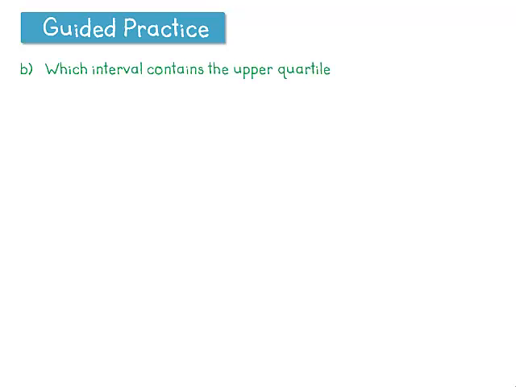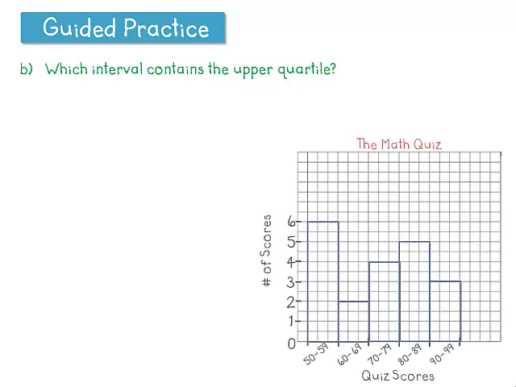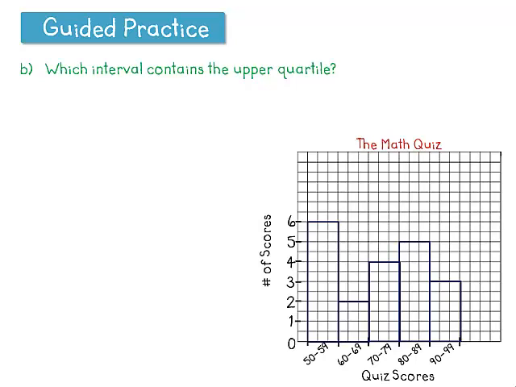Which interval contains the upper quartile? Rather than making a list of all the data and putting in order from least to greatest, we can actually use the histogram here to help us. All it's asking for is which interval contains the upper quartile. It's not asking for the specific value. So I'm going to create this list.